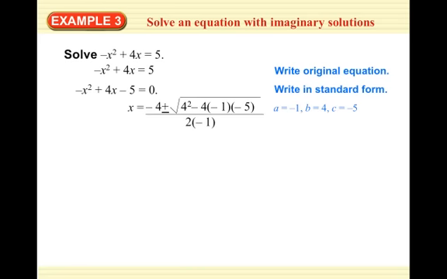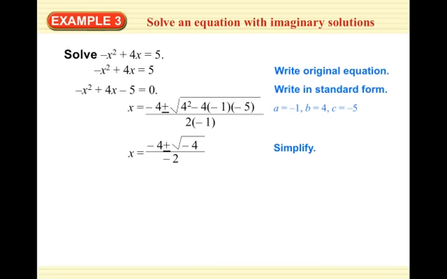So now I'm going to plug it into the quadratic formula. So we get x equals negative 4 plus or minus the square root of 4 squared minus 4 times negative 1 times negative 5 all over 2 times negative 1. And then we're going to simplify. So we have negative 4 plus or minus 4 squared is 16. And then we're going to subtract 4 times negative 1 is negative 4 times negative 5 is positive 20. So we have 16 minus 20, which is negative 4.